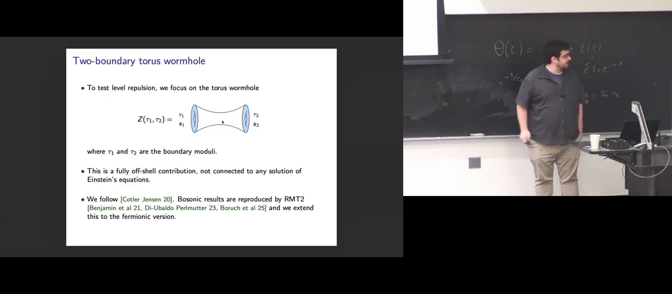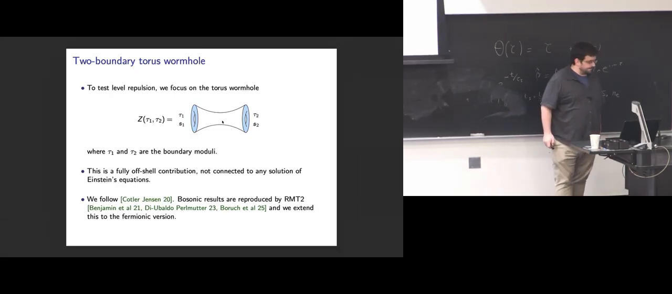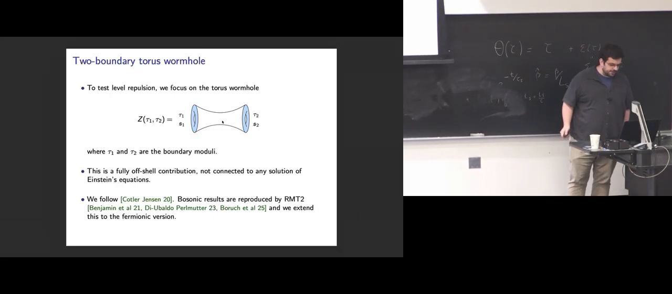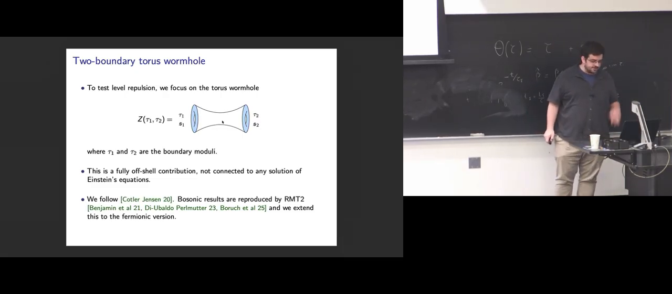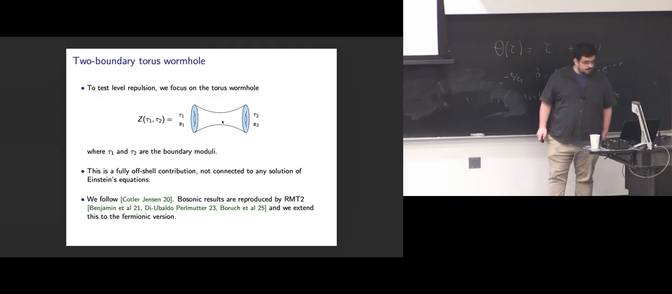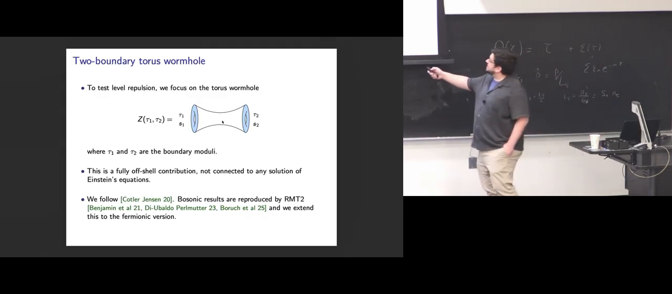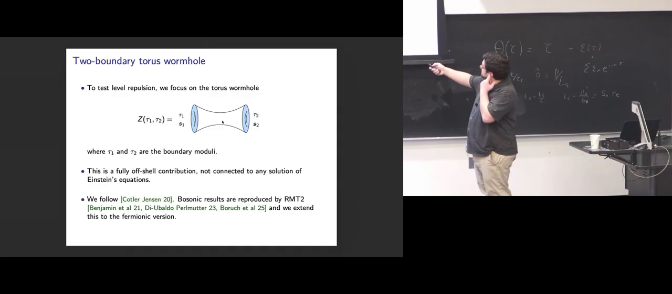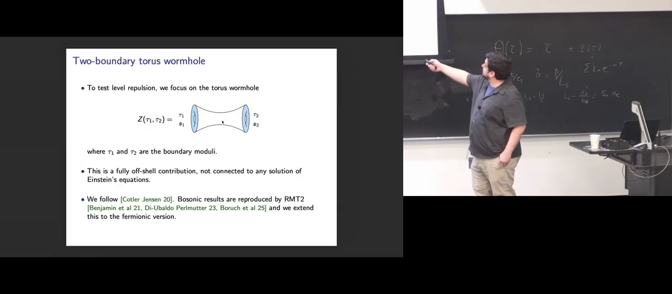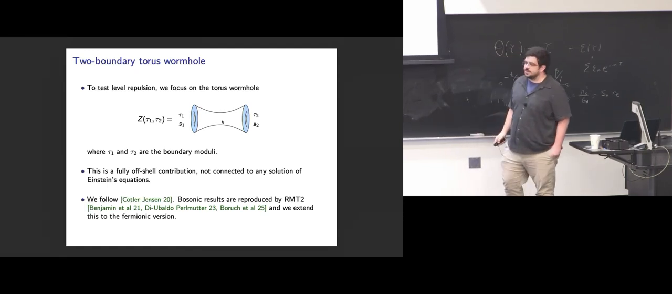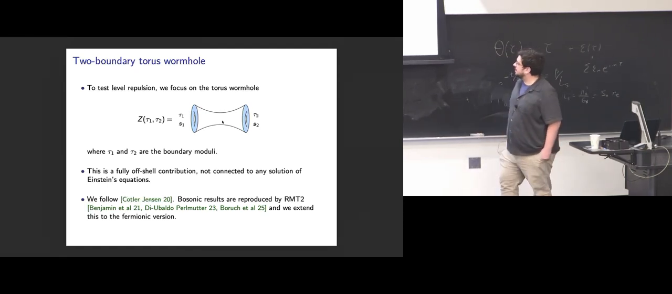Okay, so let's move on to the two-boundary torus wormhole. So this is the one that Cotler and Jensen studied first in 2020. We consider the simplest geometry, a boundary with two tori connected by a torus cylinder. Tau 1 and tau 2 are the moduli of the two boundary tori. And just to emphasize, this is a fully off-shell contribution. It's not connected to any solution of the Einstein equation, as opposed to the solid torus.